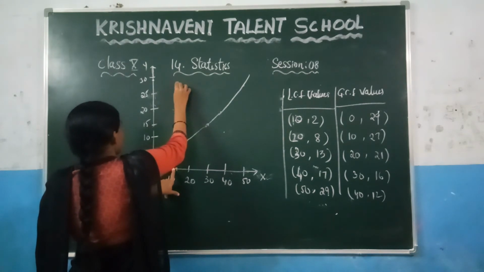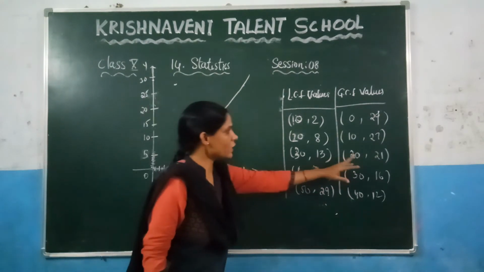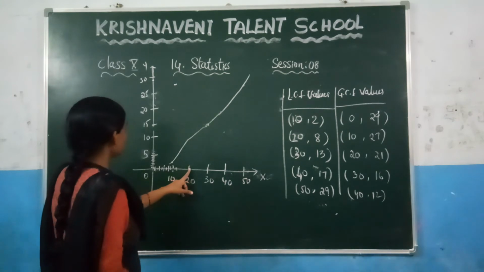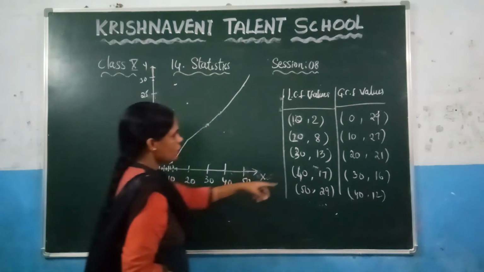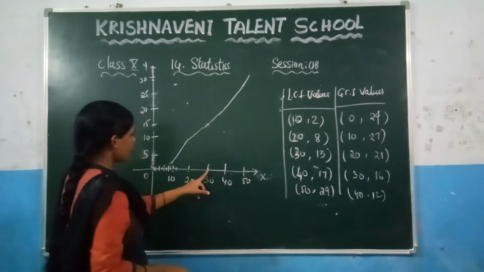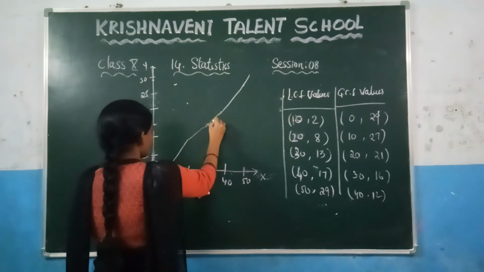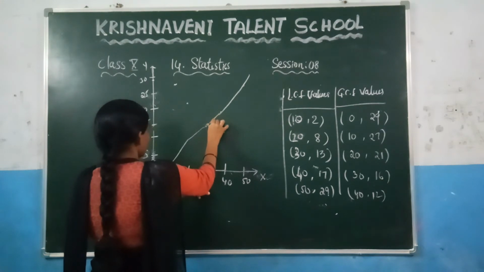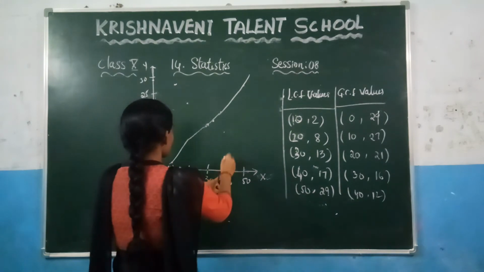20 and 27. Just by estimation I am drawing here, this is not the exact graph. 20 and 21. The next one which is 20 and here the 21. 21 somewhere it will be located here, right? And after that 30, 16. Here 30 and where is 16 here, right? So 30 and 16. And after that here 40 and 12. 40 and where is 12?